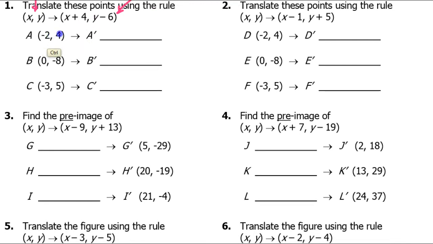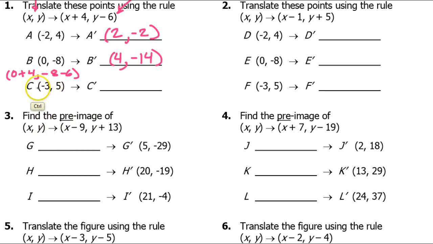So it's very straightforward. To get A prime, the image, I need to do -2 plus 4, and that's going to be positive 2. And then I need to do 4 minus 6, so that's going to be -2. So that's my A prime. Alright, using that same rule for B, I'm going to do 0 plus 4 because of this, and I'm going to do -8 minus 6 because of this. So 0 plus 4 is 4, and -8 minus 6 is -14.